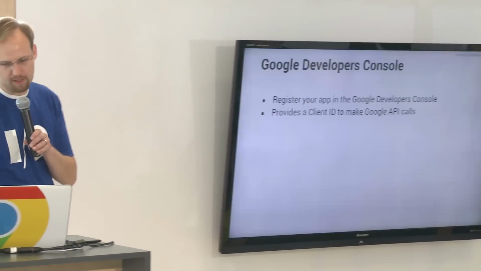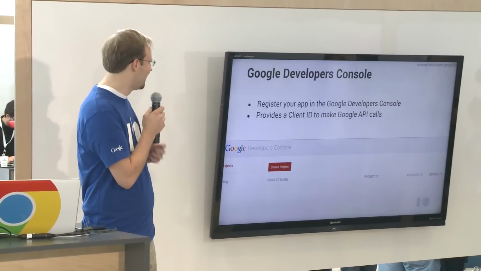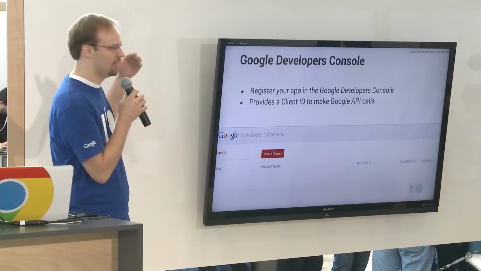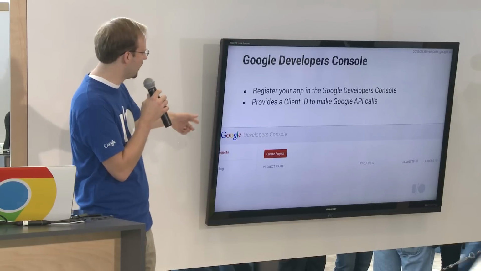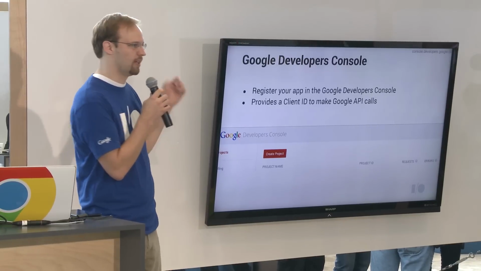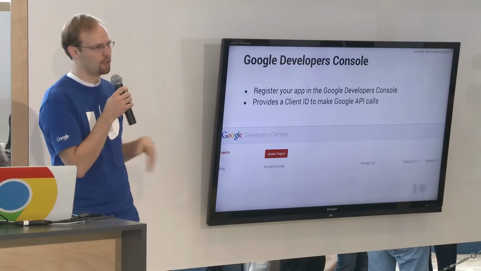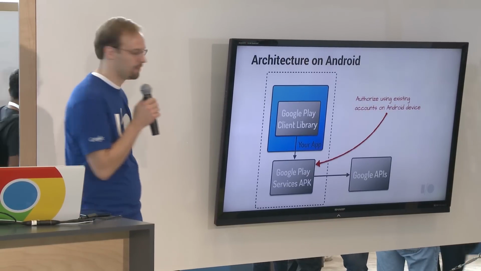But before we do, we're actually going to go to the Google Developer Console. So you'll need to go to the Developer Console first before you start programming. You'll register your app and create a project for it, and you'll get back a client ID. That client ID is what you'll use in actually talking to the Google APIs.